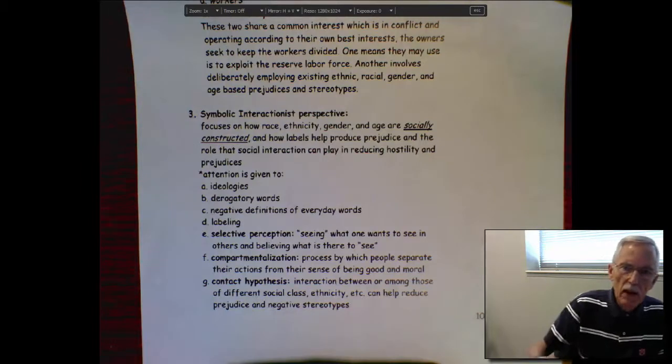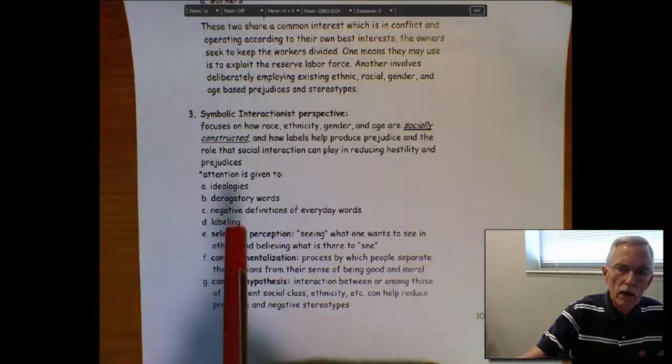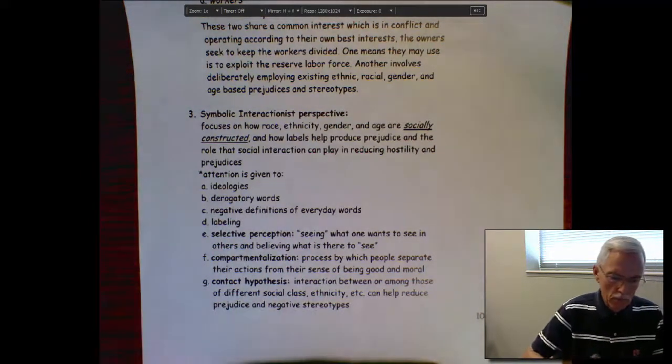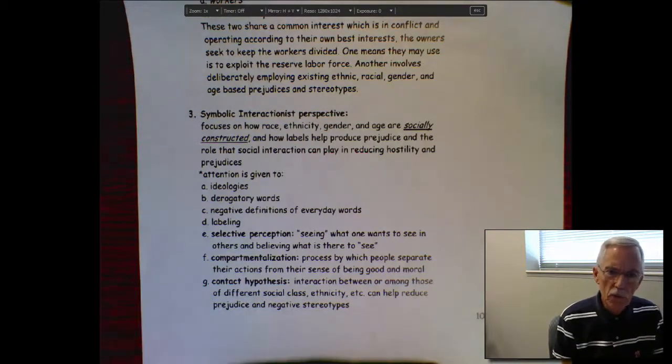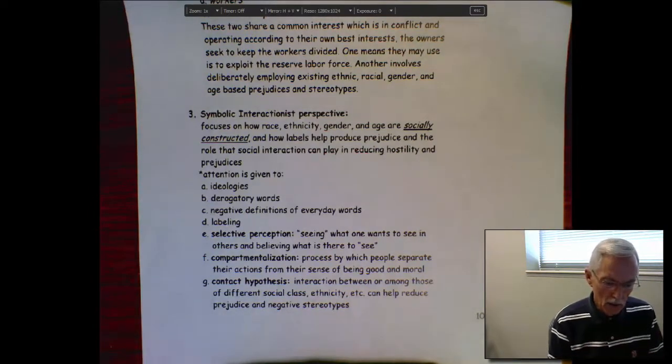At the same time, take a look at negative definitions of everyday words. There are two in particular that I want you to give some consideration to: white and black. Which of the two, again, is associated with some of the following meanings? Soiled, dirty, evil, hostile, disgraceful, gloomy. If you guessed black, you're right on.